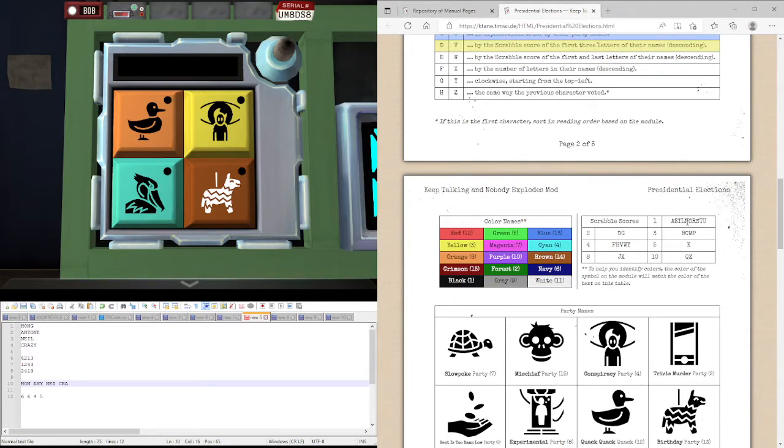So we go 4, 1, 1, which is 6, ANY, which is 1, 1, 4, which is 6, NEI, which is 3, and then the CRA, which is 3 plus 1 plus 1, which is 5. Which is very similar to what we had last time. So that's going to be 1, 2, 4, 3 again.